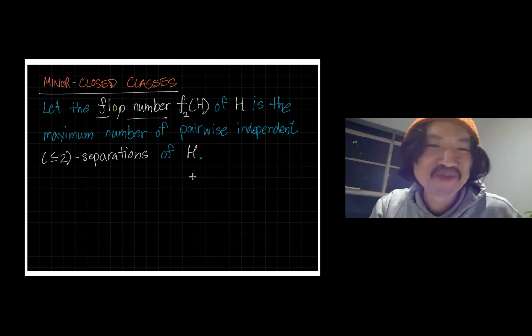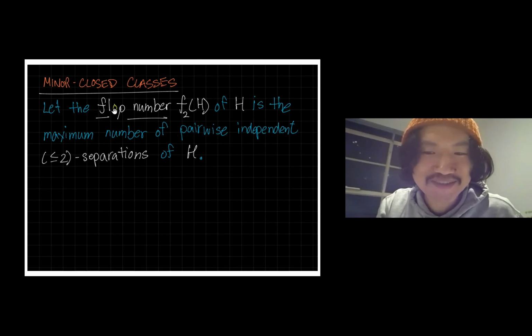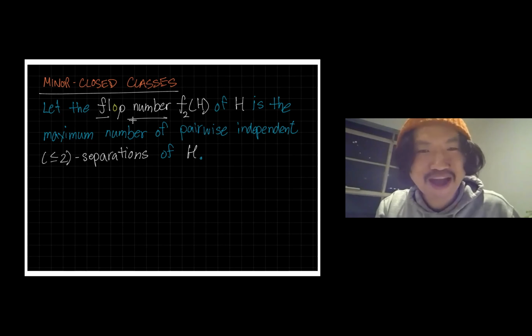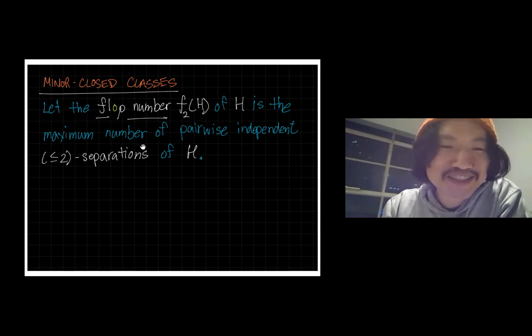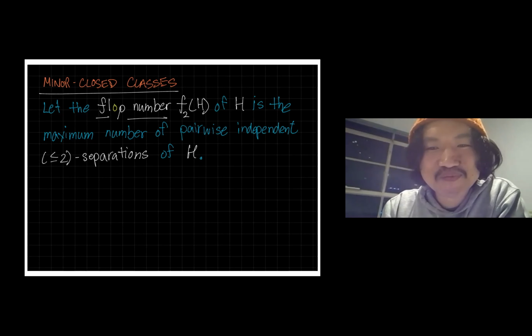So, minor closed classes. It turns out that things are actually kind of easier for minor closed classes. So let's define the flop number. That's an O, not an A. The flop number of a graph is just the number of independent, at most two separations.